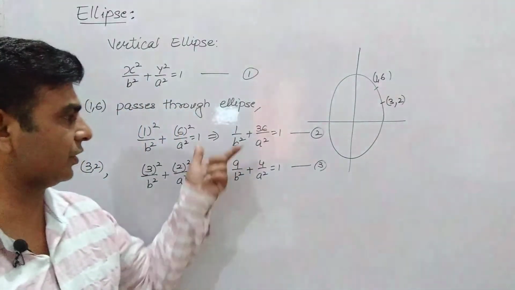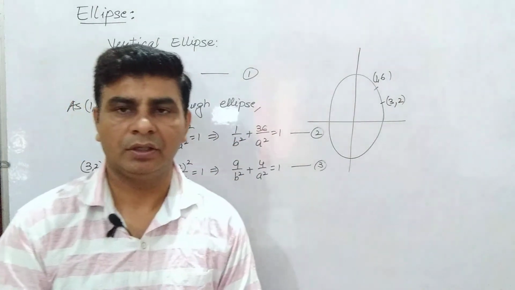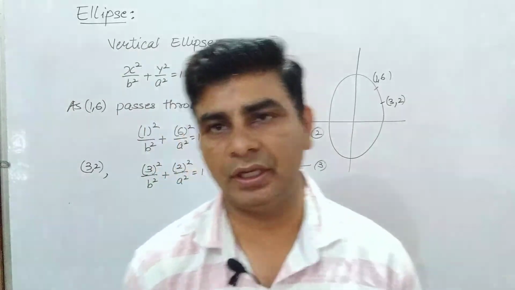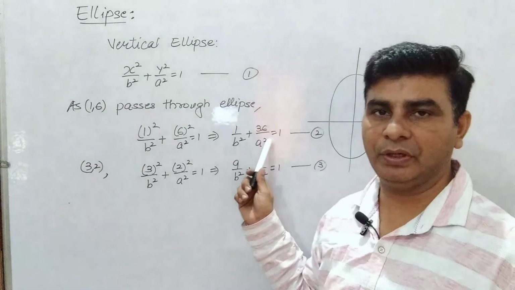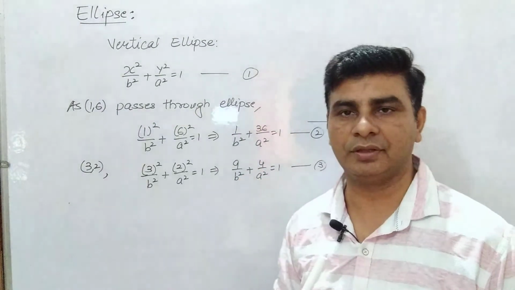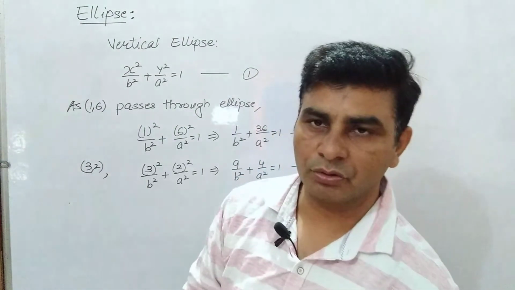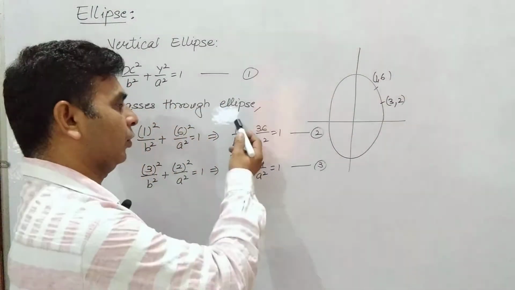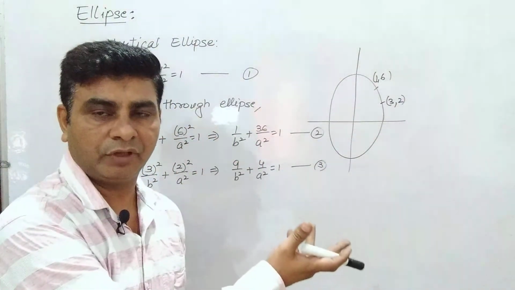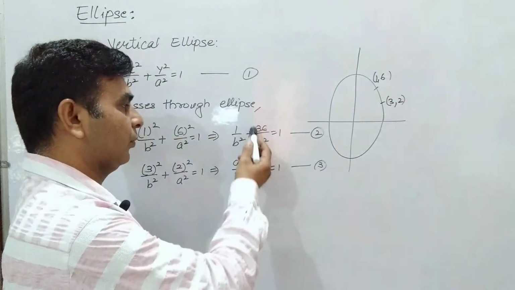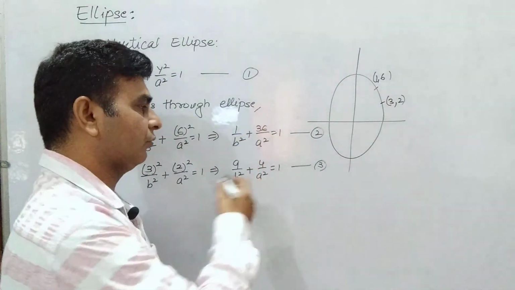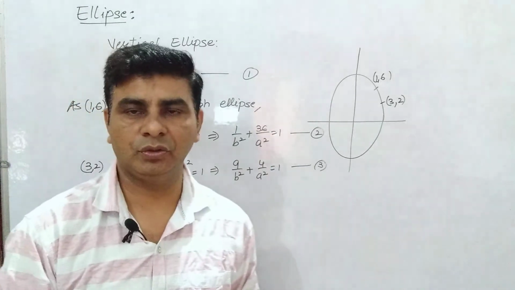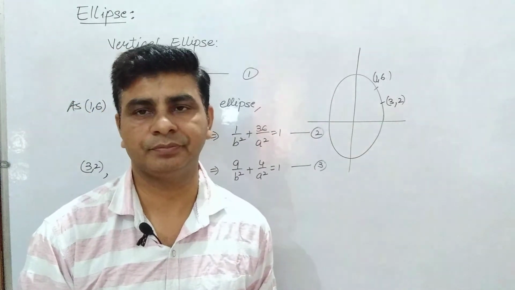Now we have the two equations in the form of a square and b square. Children, there are two methods here to solve. One is that you can take the LCM of equation number 2, and after that find the value of a square and put it in the other equation. Another method is also there in which we can put 1 upon b square is equal to some variable t, 1 upon a square is equal to u, and then you will find linear equations in the form of t and u, and then you can find the solution.